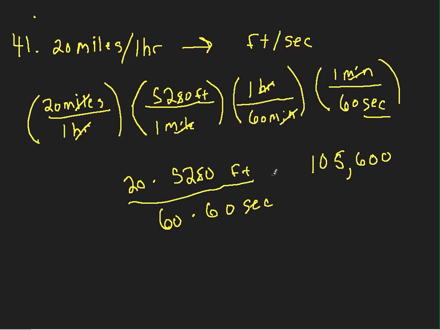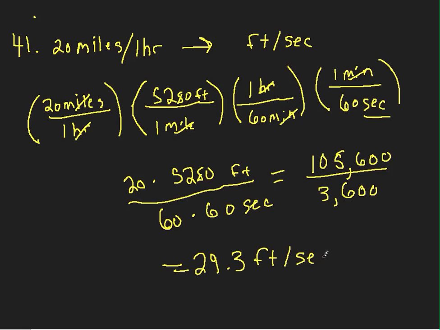105,600 feet. That's important. And we have it over 60 squared, or 60 times 60, which is 3,600. Okay, we could simplify that, which I'm going to do right here. So we have 105,600 divided by 3,600, which I'm putting into my calculator, equals 29.3 feet per second.